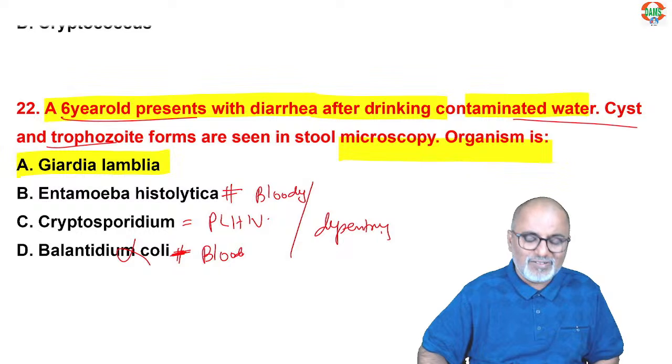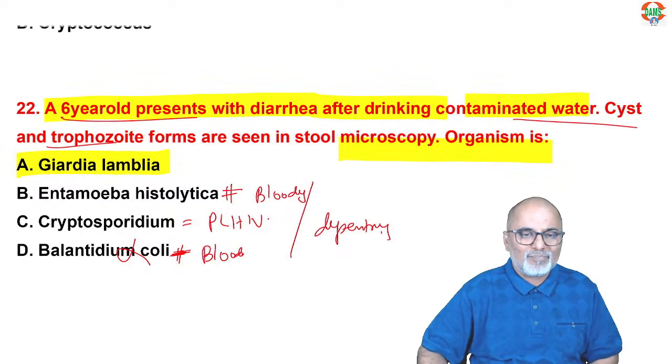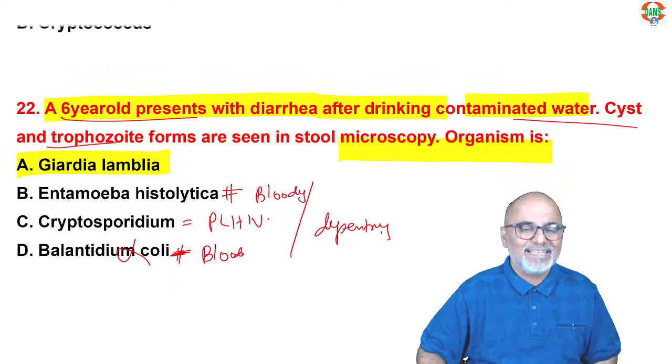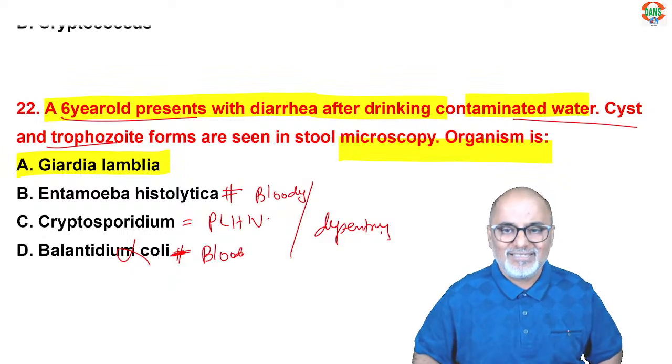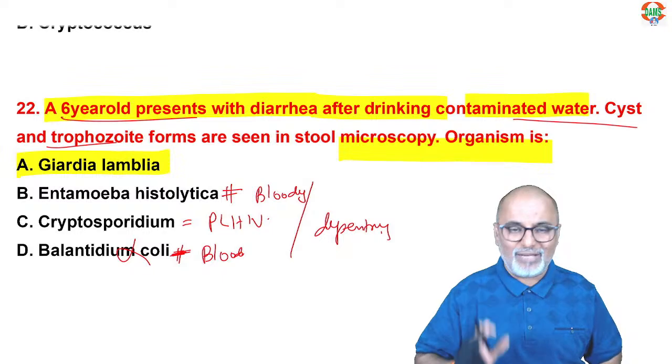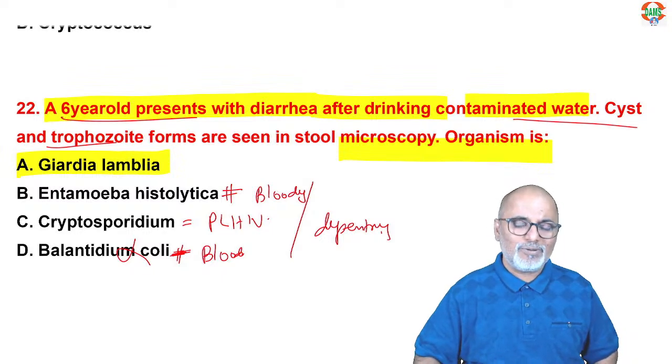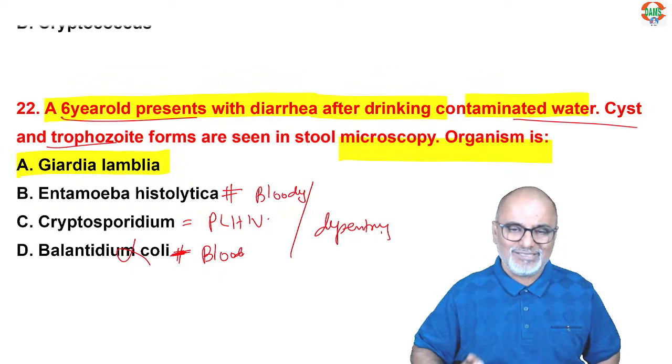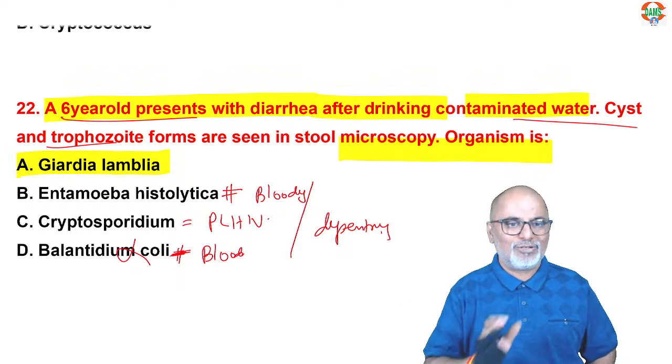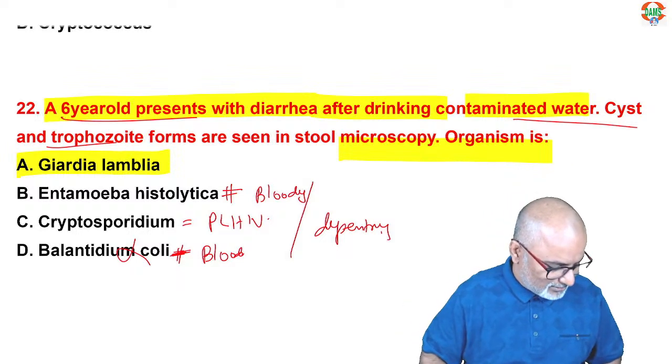Superficially, the question will confuse you. Balantidium causes ciliary dysentery. Entamoeba causes amoebic dysentery. Cryptosporidium is commonly seen in HIV positives. With all these points, you can go for Giardia lamblia.